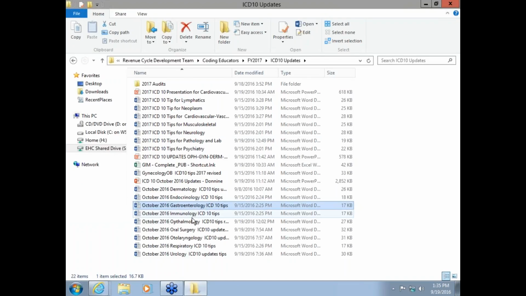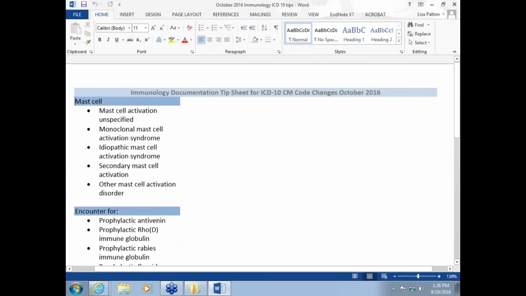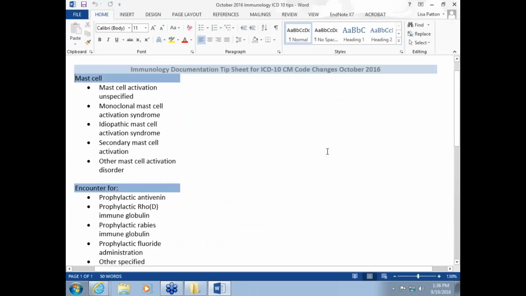So, okay, the last one, this is a quick and easy page. Immunology really affects a lot of, the first section's mast cells, so these are more out of the neoplasm section, but they fell in the immunology section. So these are just some new codes up here. A little bit about mast cells, drilling it down, making it more specific.